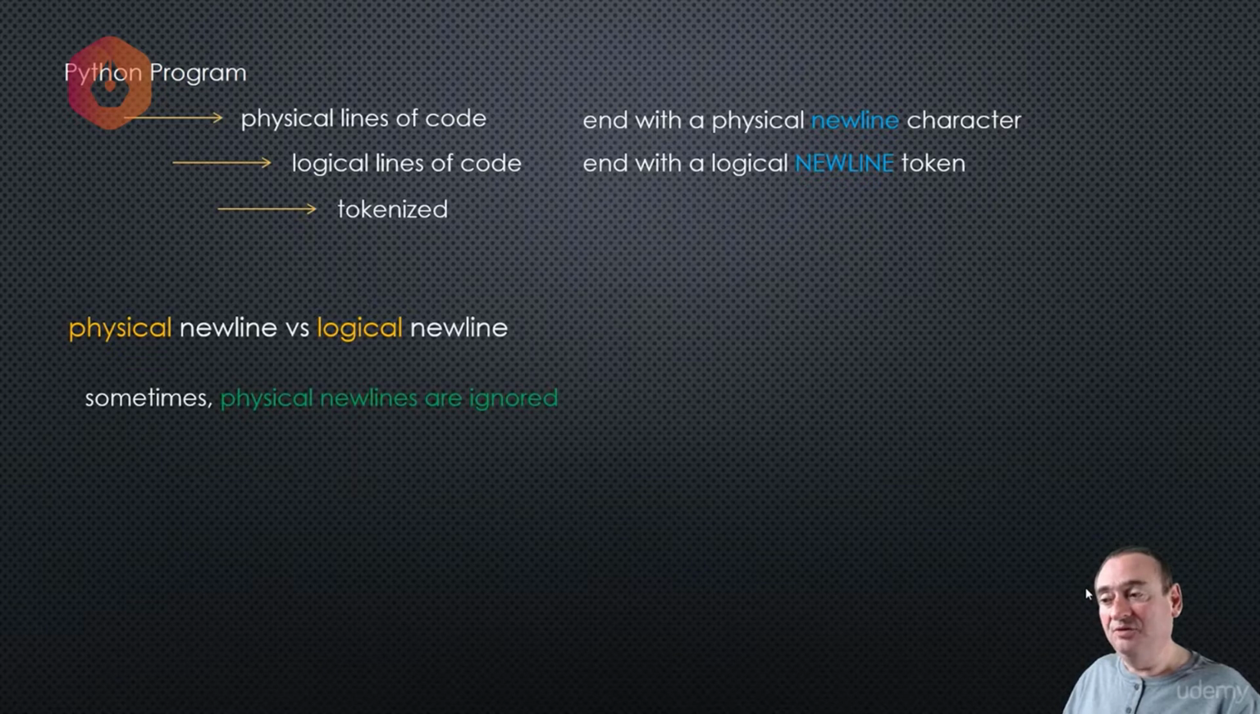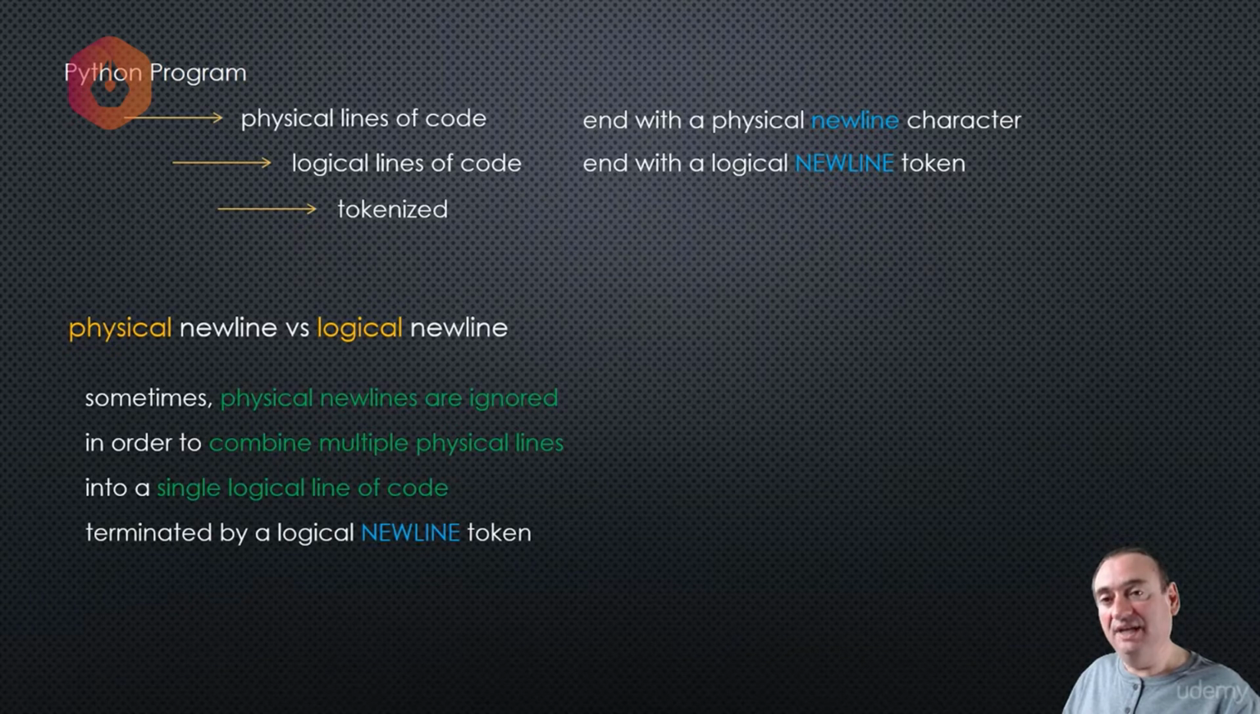Sometimes physical new lines are ignored. They're ignored in order to combine multiple physical lines into a single logical line of code, which is then terminated by the logical new line token. That's what allows us to write code over multiple lines that technically should be written as a single line. Why would we do that? It's really for readability. It allows us to make our code easier to read.